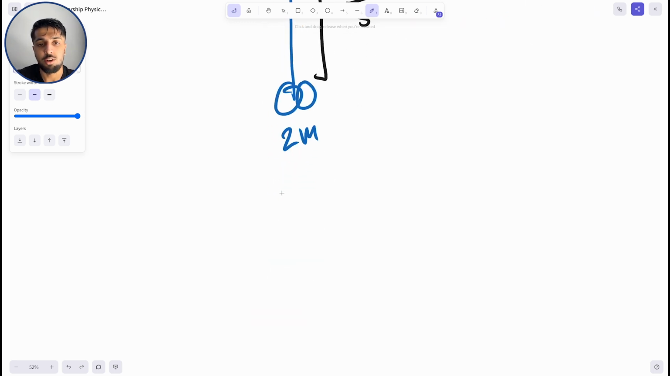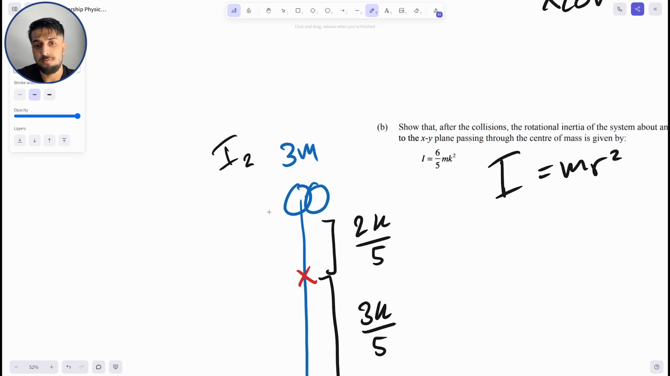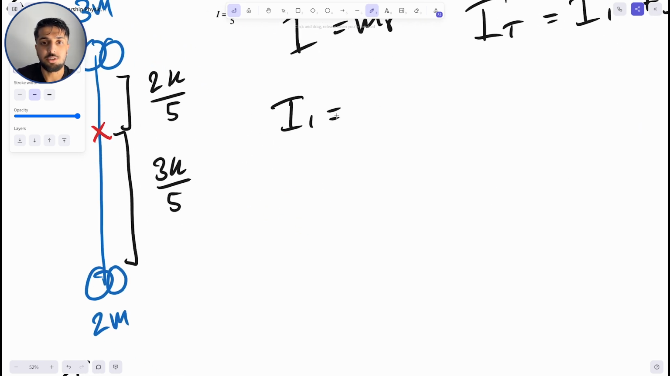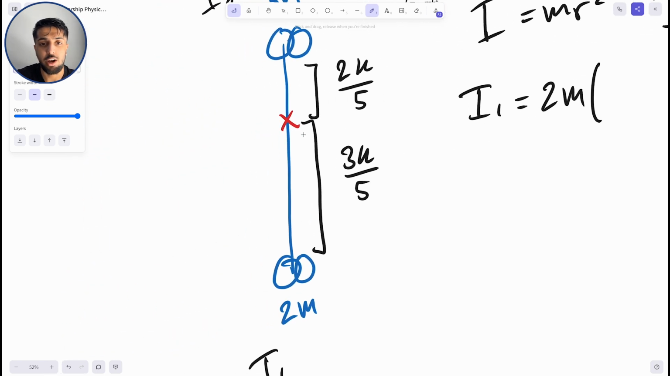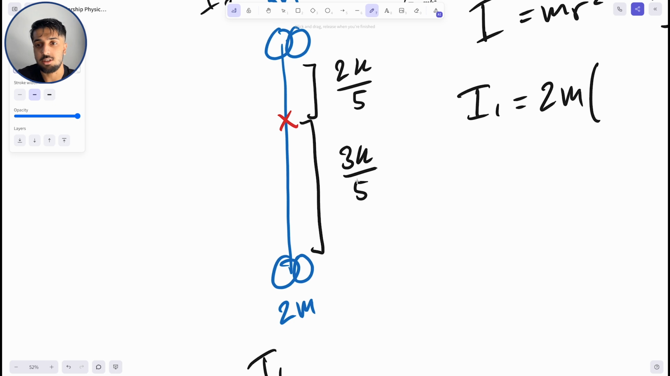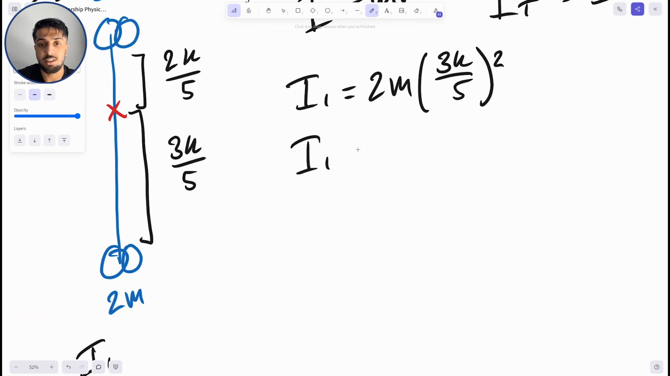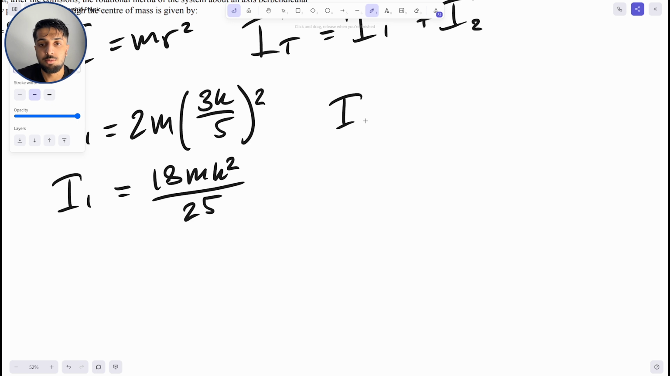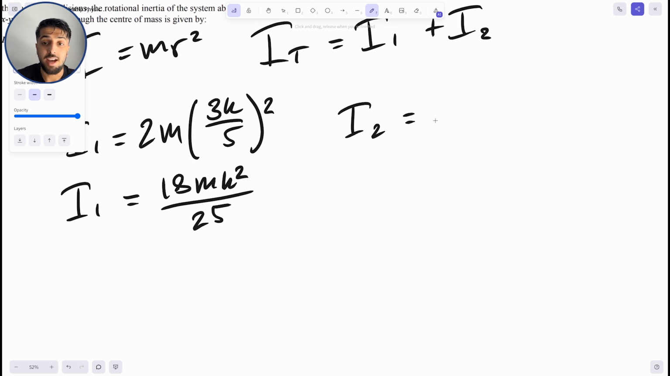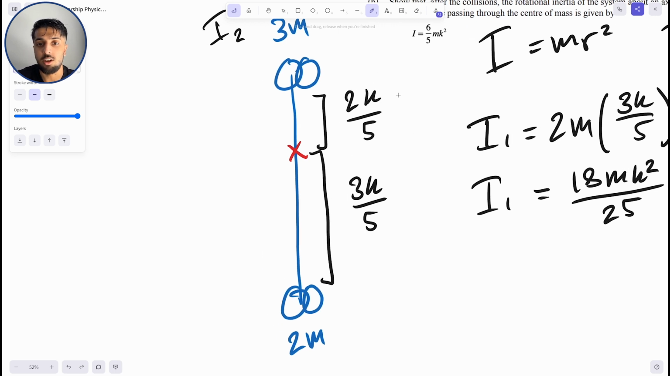So if we define this side as our I1 and this side as our I2, our I1 is going to equal the mass, which is 2m, times our radius squared. Now our radius with respect to the center of mass is 3k over 5, and that's squared. Now expanding this out, this gives us a value of I1 as 18mk squared all over 25. Now our I2 is equal to the mass, which is 3m, times our radius, which is 2k over 5.